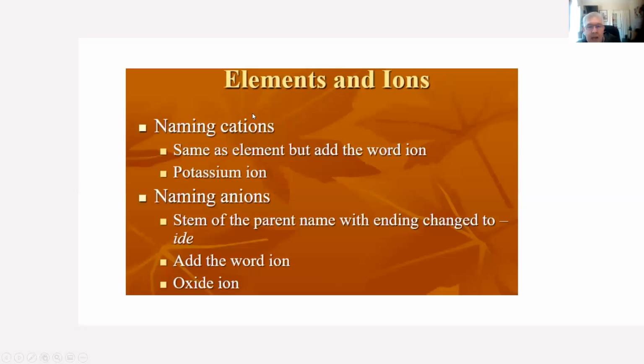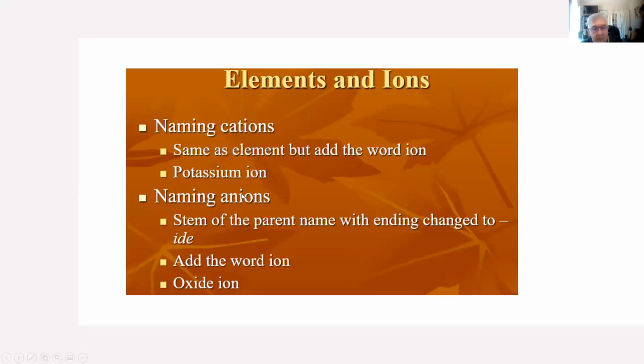Let's see how to name cations. Well, let's begin by telling you that a cation is an element that has lost electrons and gets a positive charge. It happens in the metals. In the case of the cations, they have the same name of the element, but you add the word ion. For example, potassium ion.